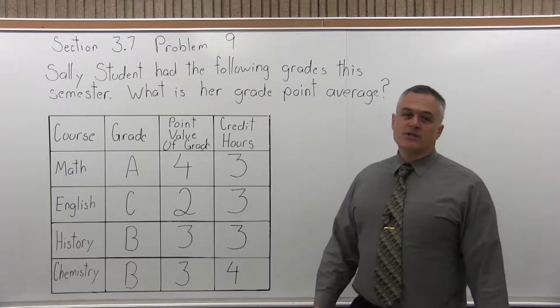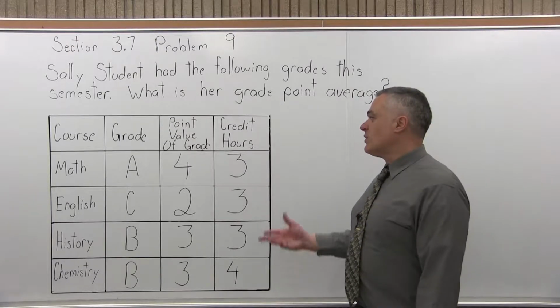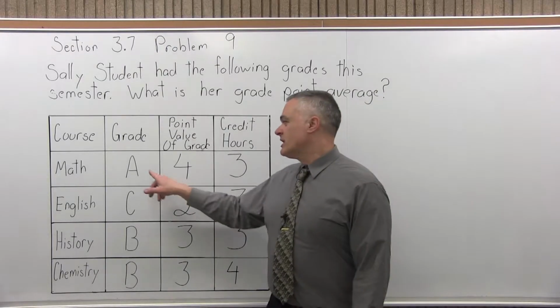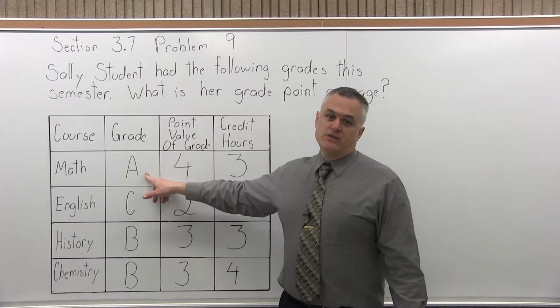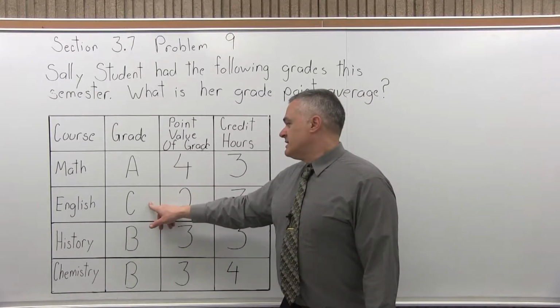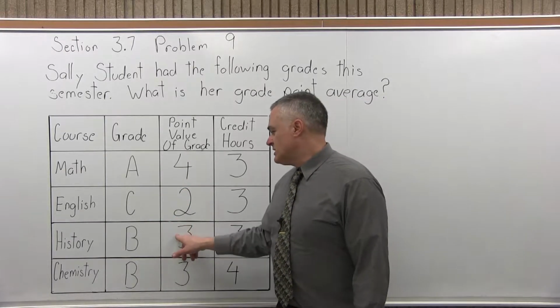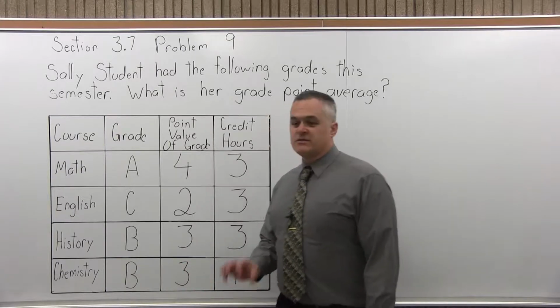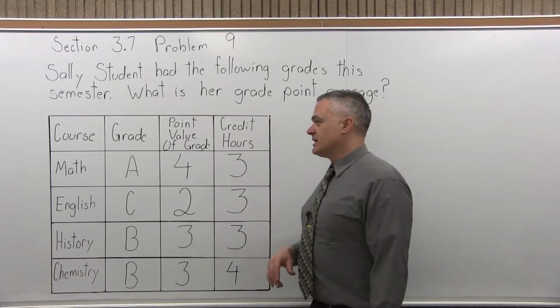So you have to know a couple of things to find the grade point average. First of all, what's the point value for each grade? Well, at most schools, A's are 4, or 4.0. C's are 2s, B's are 3s, another B. F's, of course, would be 0. Fortunately, I shouldn't get any F's.